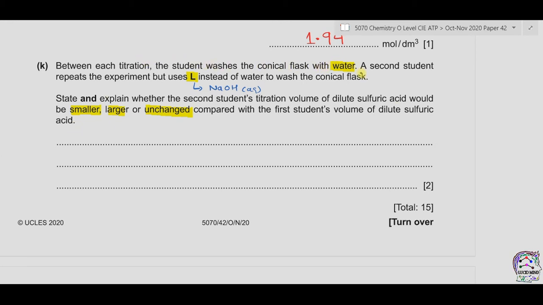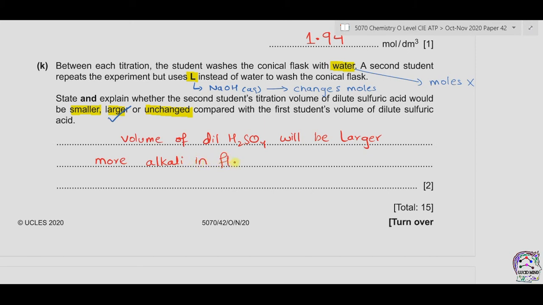As the first student washes the conical flask with water, the number of moles does not change. While the second student washes with aqueous sodium hydroxide instead of water, it will change the number of moles of sodium hydroxide. As the number of moles of sodium hydroxide is increased, the volume of sulfuric acid would be larger, as more acid will be required to neutralize sodium hydroxide. So we can write: volume of dilute sulfuric acid will be larger, as we have more alkali in the flask. You can also write more L is present in the flask.